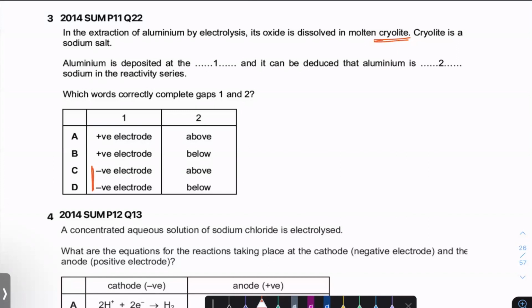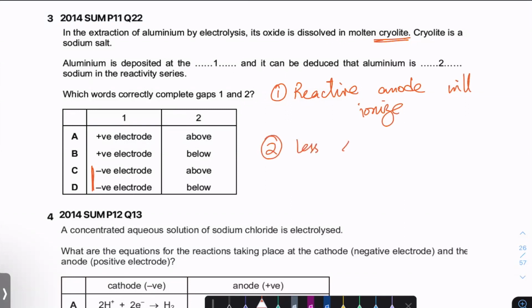less reactive ion discharges. अगर आपको rules याद नहीं है, so go back to your notes जो कल मैंने आपके साथ share किए थे, या मैं इसे बताता हूँ. First rule was reactive anode will ionize, and second rule was that less reactive ion discharges.